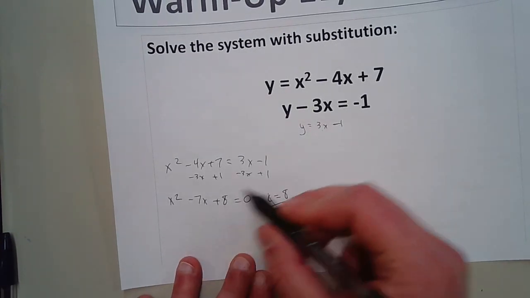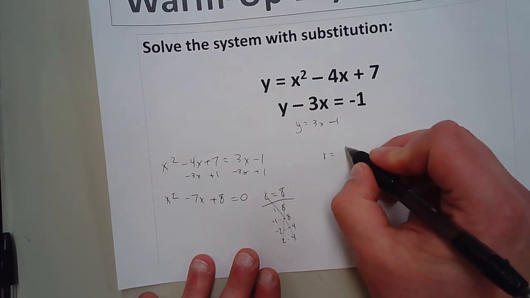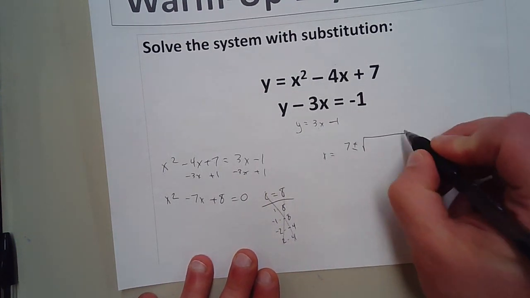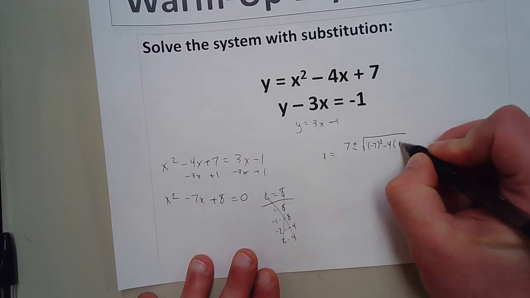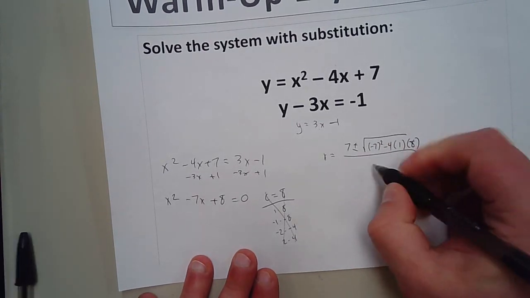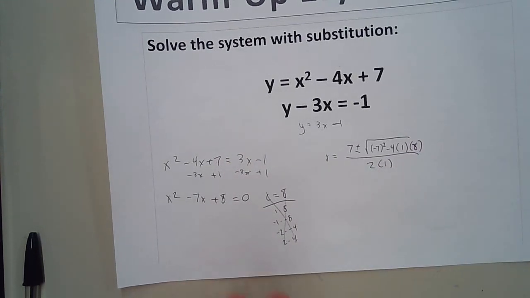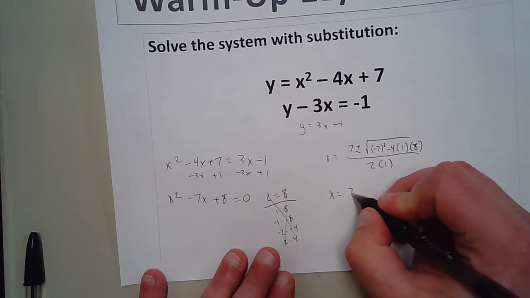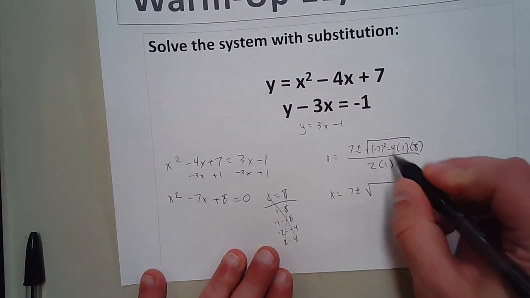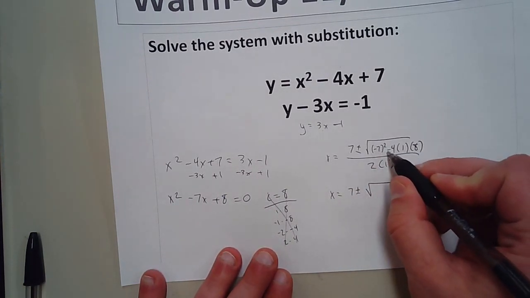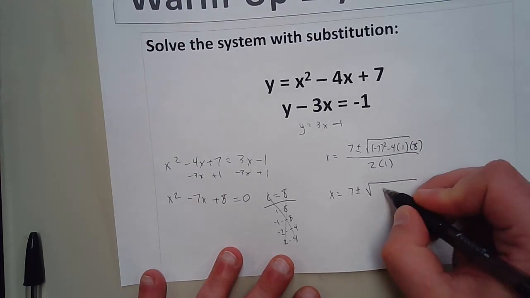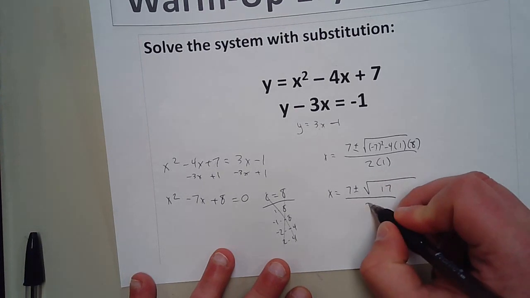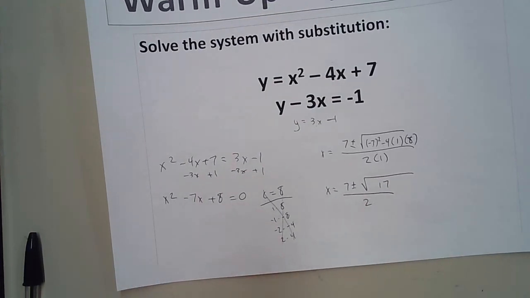So we take our opposite of b, so it's going to be positive 7 plus or minus the square root of b squared minus 4ac all over 2a. And now if we evaluate this, this will give us our solutions. All right, so 7 plus or minus. Under our root, we're going to have 49 minus 32. So 49 minus 32 is going to be 17. So that's why we weren't able to factor it, because that's going to give us an irrational number.